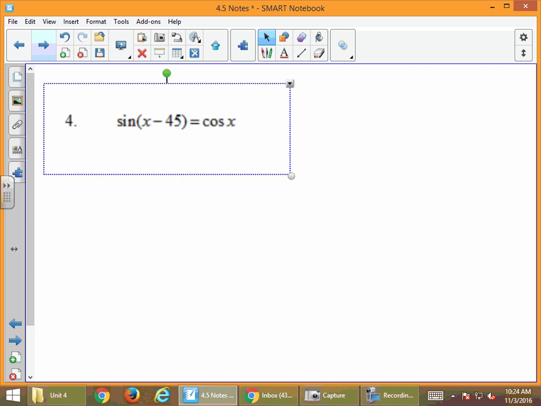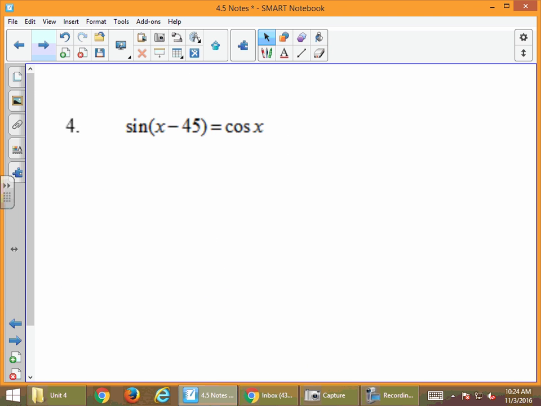And really similar for 4. How would we set this up if we're trying to find x? What do we have to do? How do we set this up? We know about these two angles. What do they add to? Or what do these angles add to? How do we set this up? 90. So what would it look like when we write it on our paper?